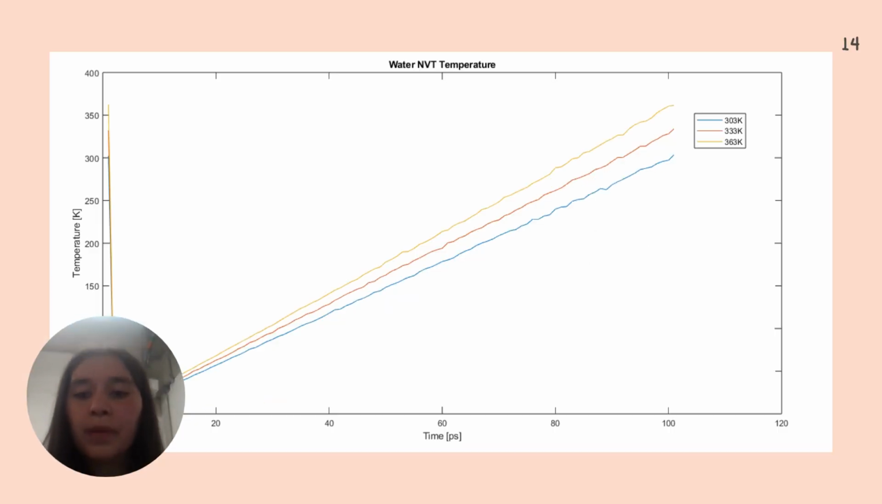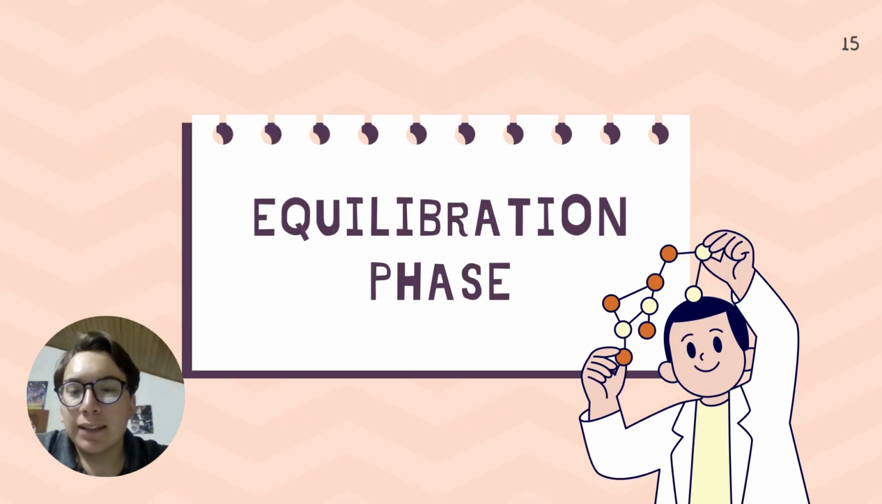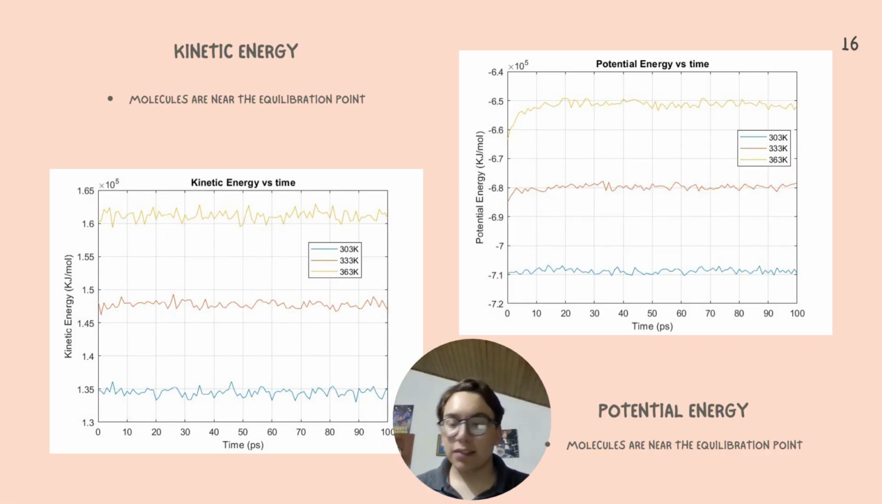Finally, we can see the plot for the temperature, and looking at it through time, it increased until it arrives at the temperature assigned to each simulation. Now let's talk about the equilibration phase. Now let's talk, in general terms, about what the equilibration phase is.